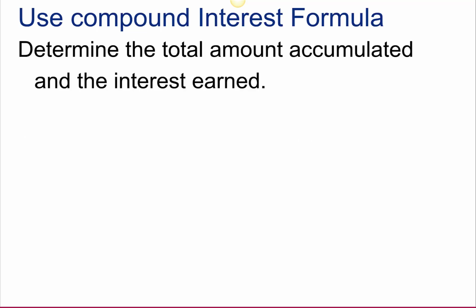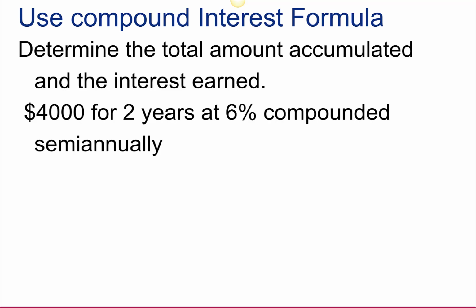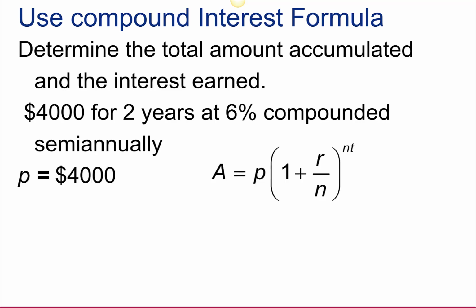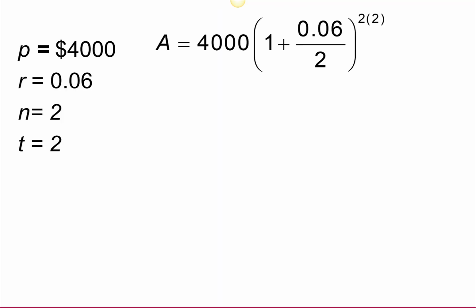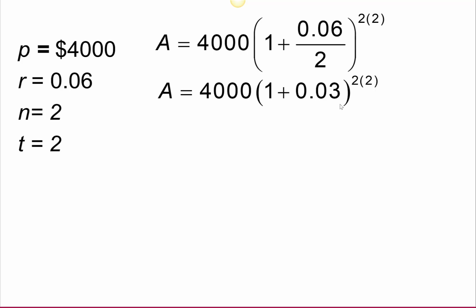Determine the amount accumulated and the interest earned if we took $4,000 invested for 2 years at 6% compounded semi-annually. In this case, the principal is $4,000, the interest rate is 0.06 as a decimal, the time is 2 years, and semi-annually means 2 compounding periods per year. So we're going to take those values and put them into the formula. The first thing we're going to do is simplify within the parentheses. I'm going to take the 0.06 and divide by 2, and I get 0.03.